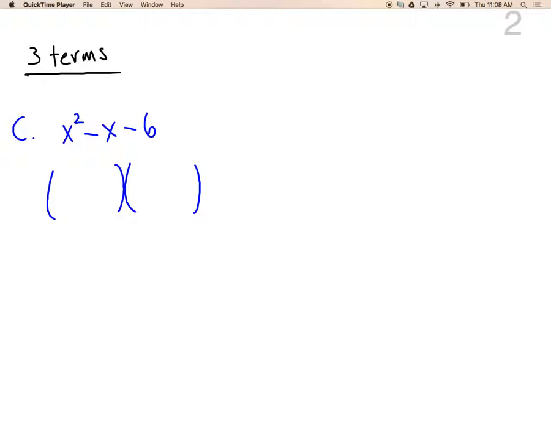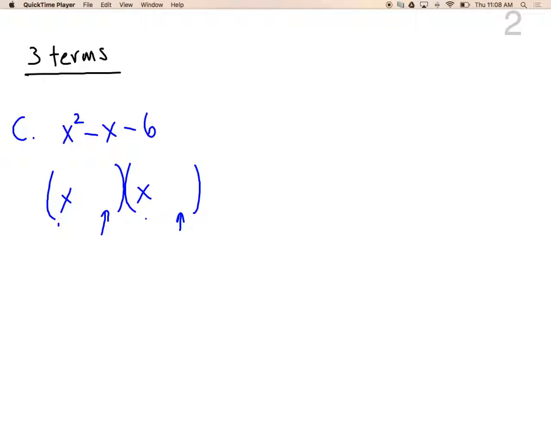So this is already multiplied out. Now I want to break it down into two components. These first two terms have to multiply together to give me x squared. What are the only two things that'll do that? X and x. No choice. It has to be that. The last two terms have to multiply together to give me negative 6. I've got a couple options. What are they?